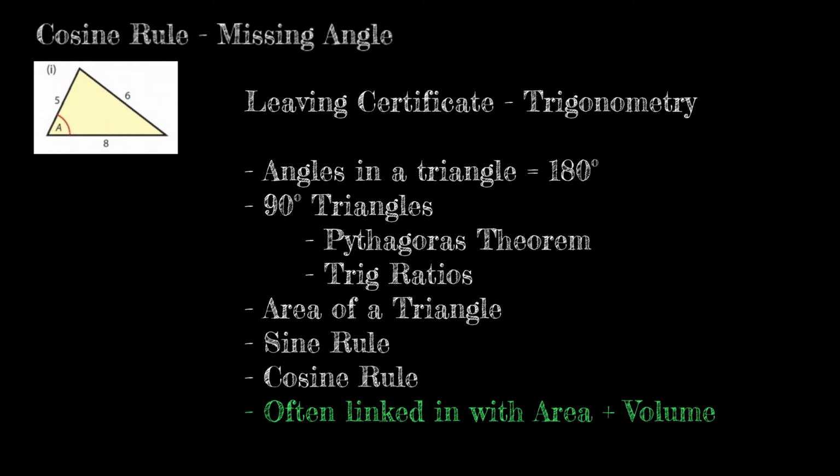Okay, so we'll get going with the cosine rule. The cosine rule says that a squared is equal to b squared plus c squared minus 2bc cos of A.